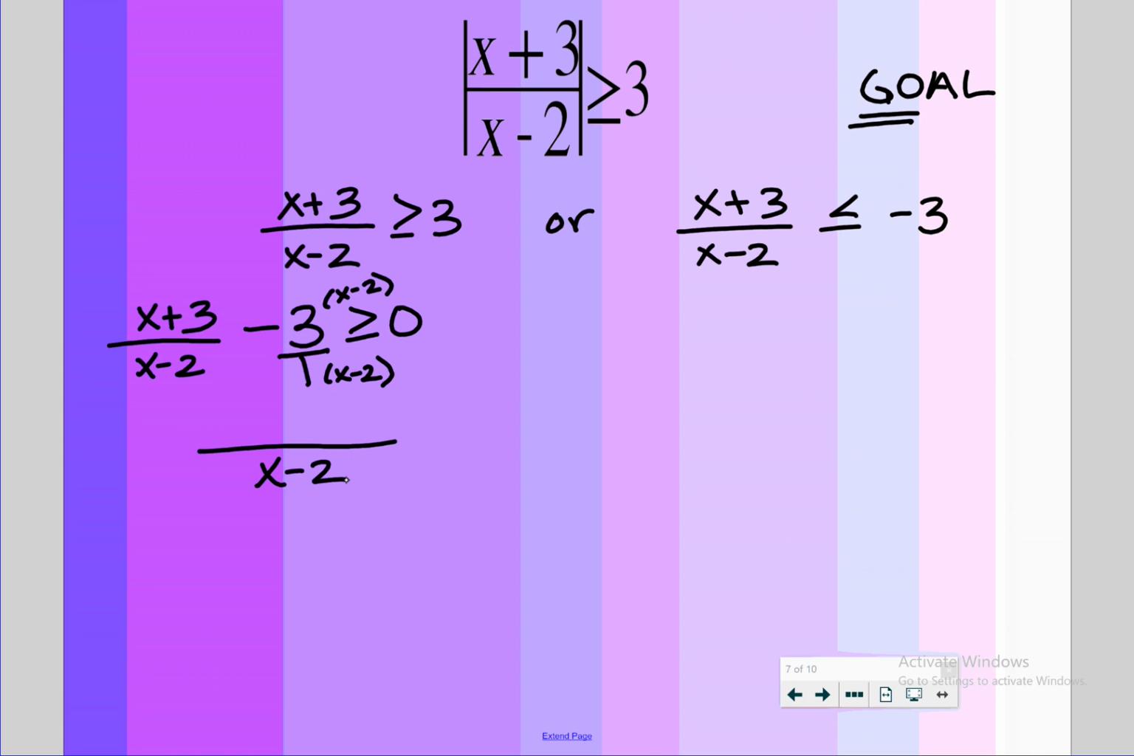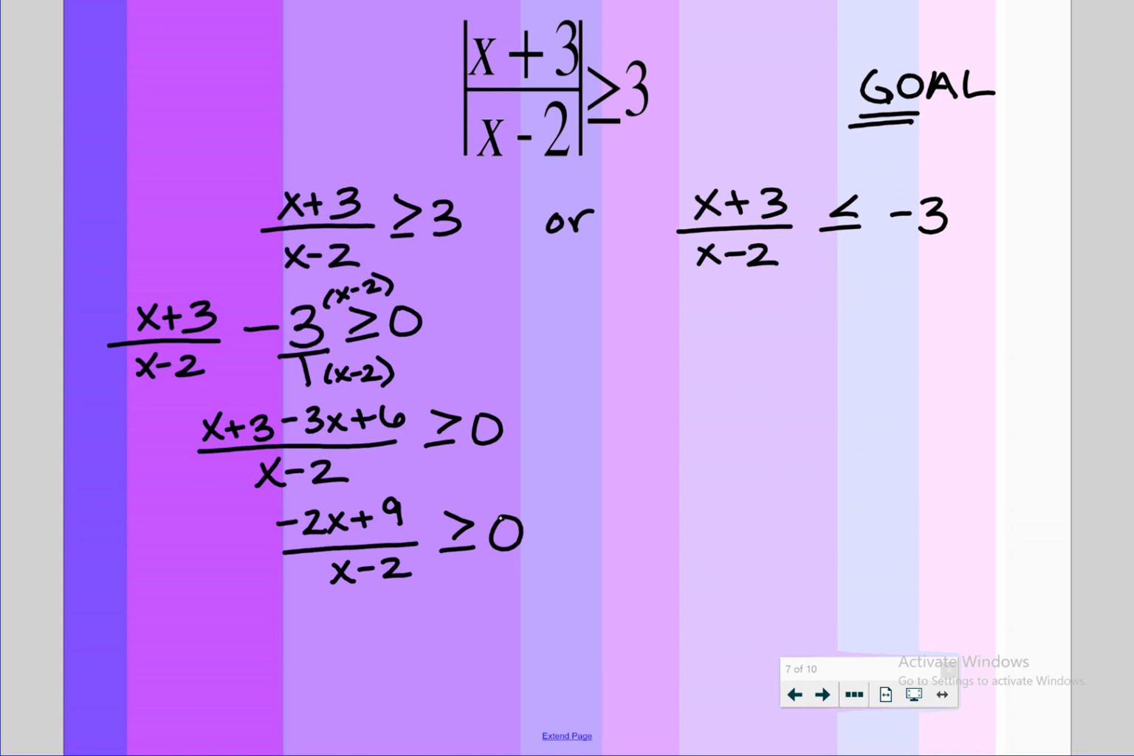In the numerator, I'll bring down what I have. From the first fraction, I have an x plus 3. In the second fraction, we have a negative 3 times x minus 2. So I'm going to distribute that negative 3 in. So it'll be a negative 3x plus 6, greater than or equal to 0. And then combine my like terms. So now I have negative 2x plus 9 on top over x minus 2 greater than or equal to 0.